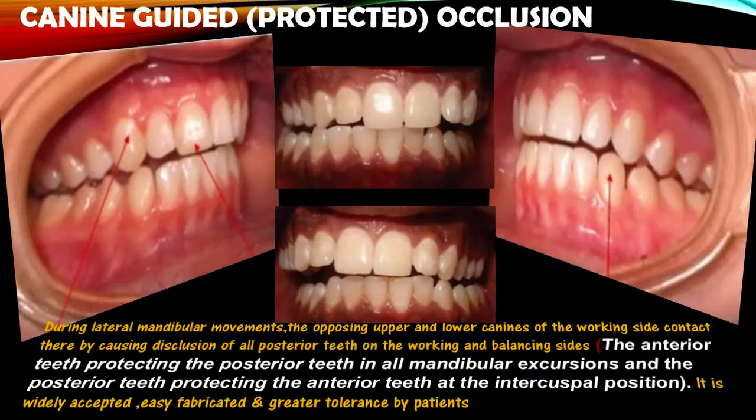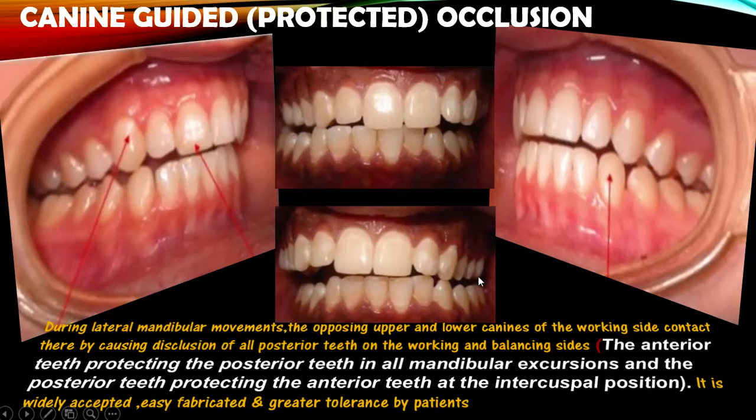The other type of occlusion we have is canine guided occlusion. In this type, when the mandible moves, the opposing upper and lower canines of the working side contact, thereby causing the exclusion of all posterior teeth on the working side and balancing side. لما تصير حركة left or right الcanines بالworking راح يسوون exclusion of the posterior and anterior teeth in both sides.